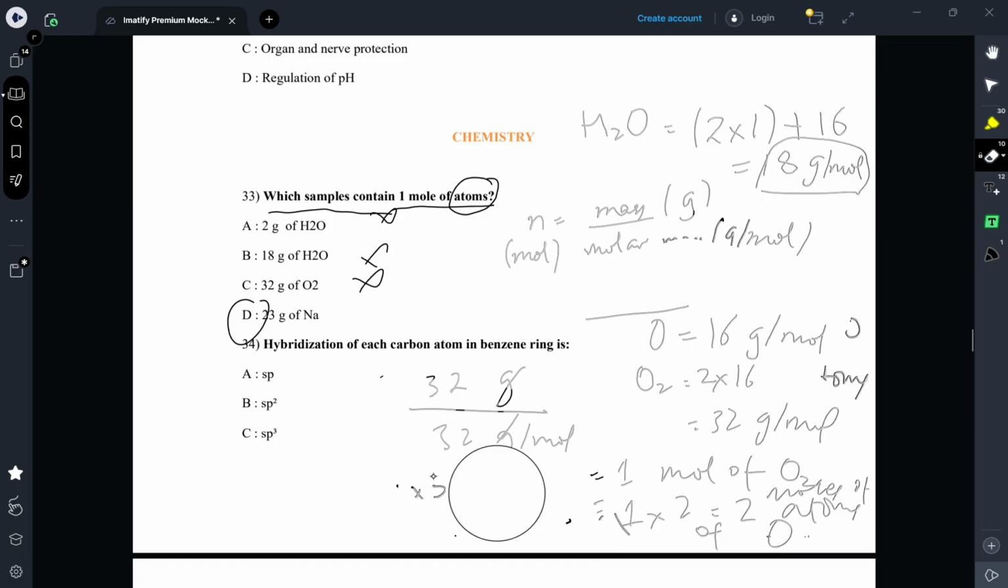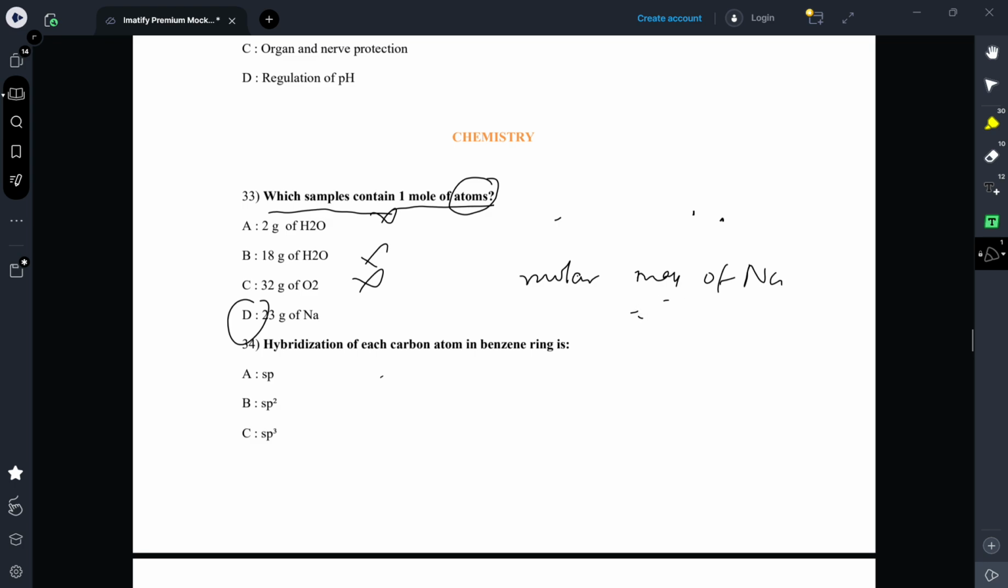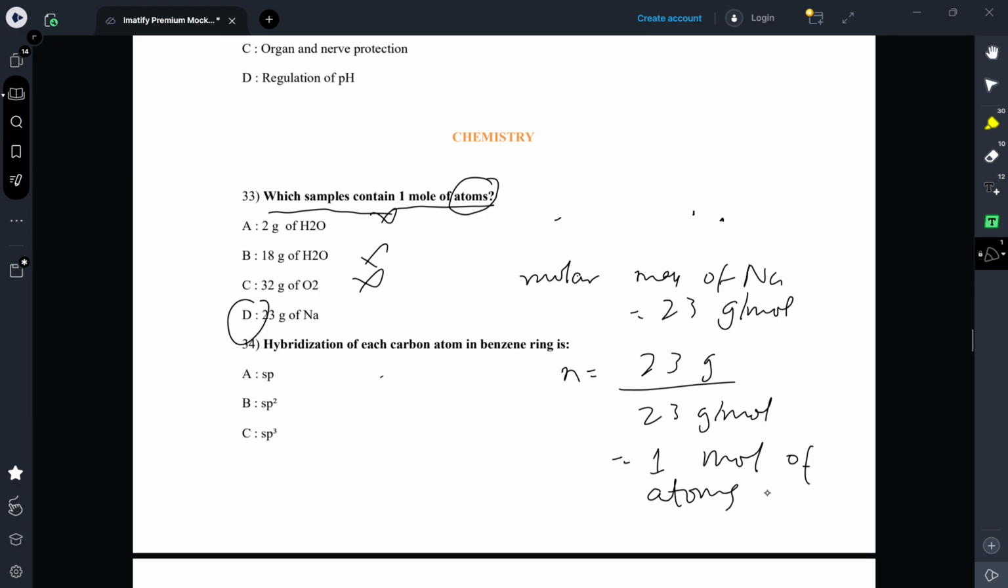The molar mass of sodium, Na, is 23 gram per mole. Using the same formula, the number of moles is 23 gram divided by 23 gram per mole, which is equal to 1 mole. Now, sodium is a metal and it is already in atomic form. It's not a molecule. So we would say 1 mole of atoms of Na. So this would be the correct answer.